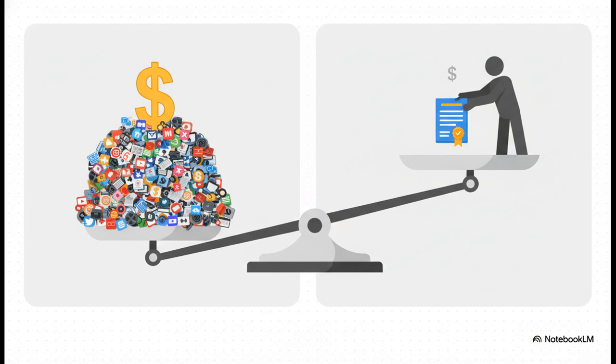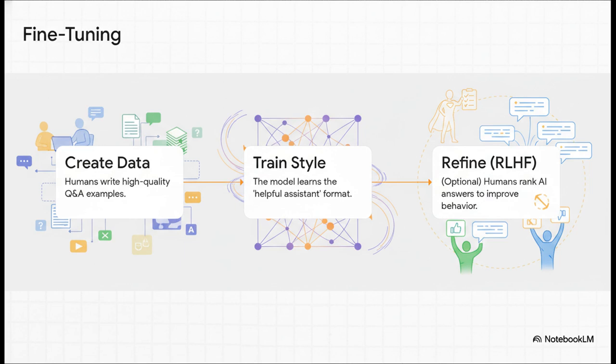It's a classic engineering trade-off. Do you want scale or do you want precision? The process itself is pretty straightforward. First, you have actual people write up thousands of examples of perfect conversations, good questions, and really helpful, safe answers.